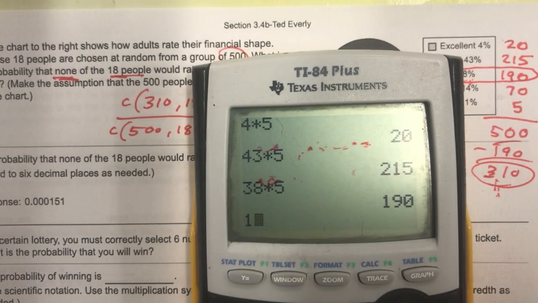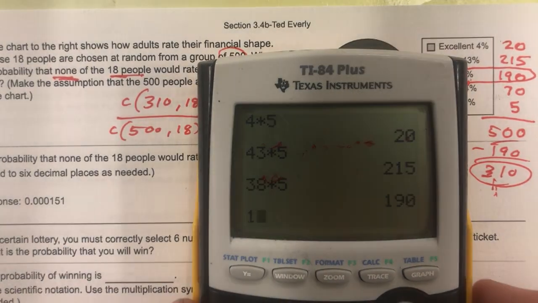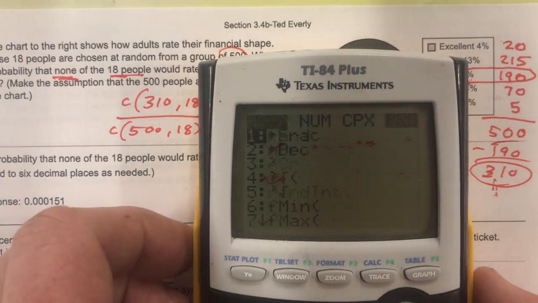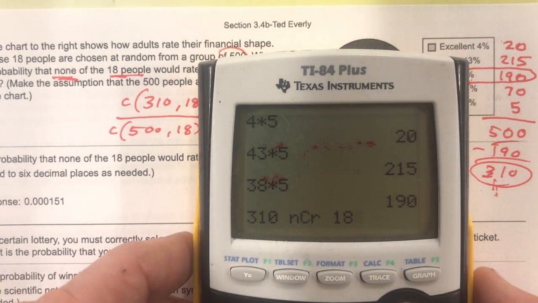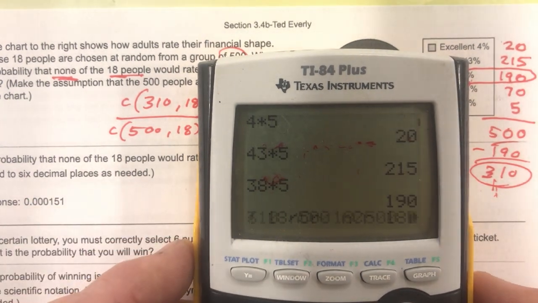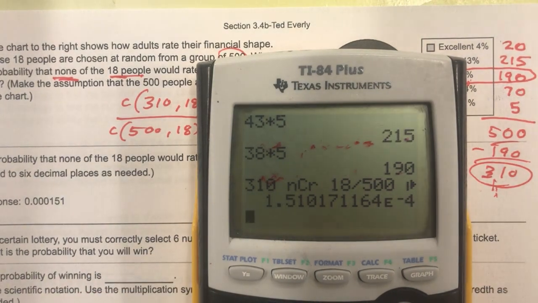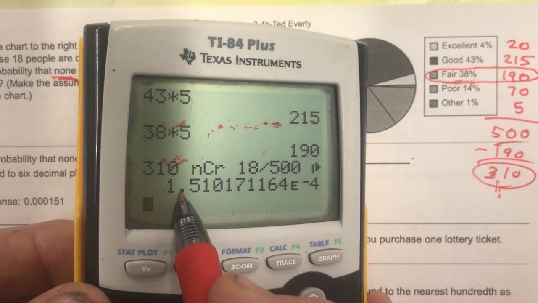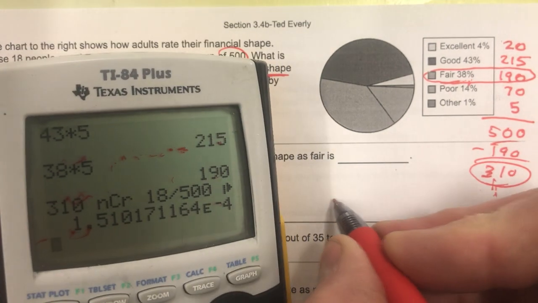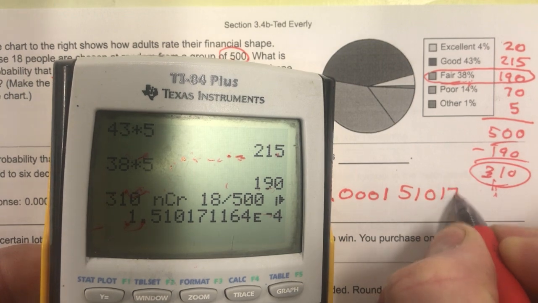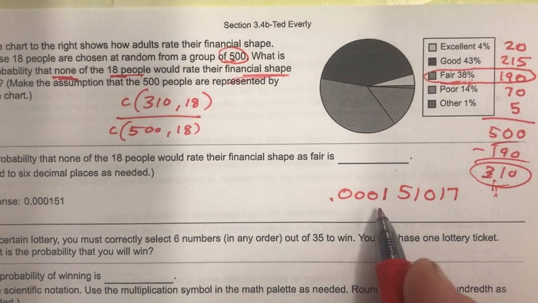Okay? So if I punch this in, alright, so I've got 310 nCr 18 divided by 500 nCr 18. And it comes out to, alright, here's another one that's scientific notation. Alright, so it says -4, which means this goes back 4 places. So there's 1 and then 3 zeros. So I got 1, 2, 3 zeros. I've got a 1, a 5, a 1, a 0, 1, 7. That should be enough. That's what the calculator tells me.